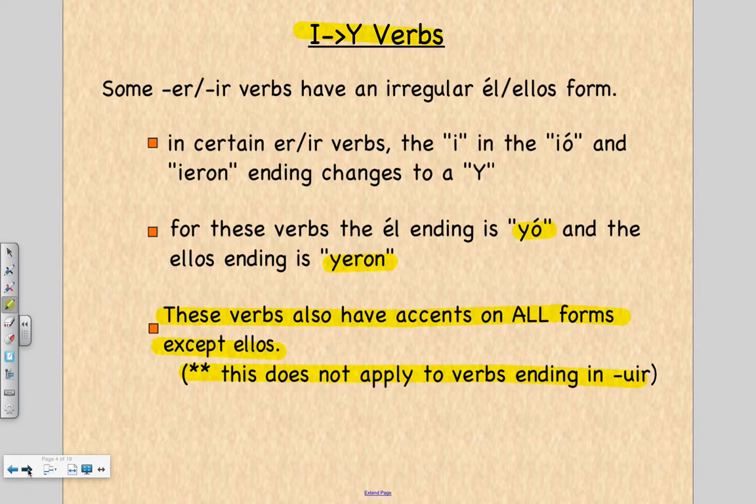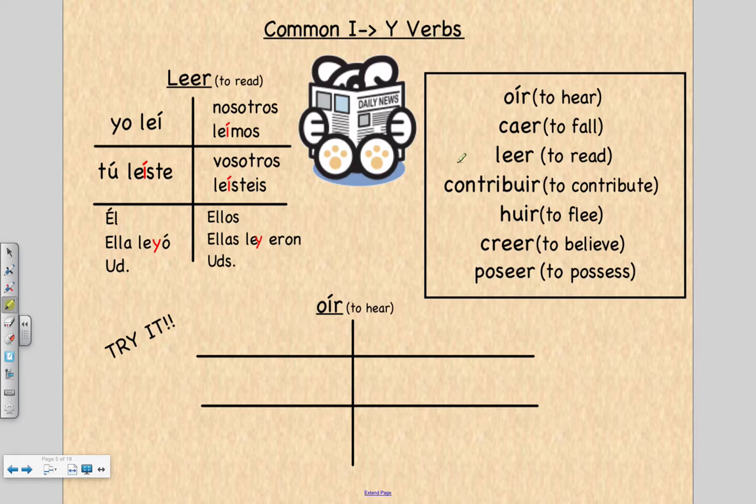Let's take a look. Okay, so here are the common I to Y verbs: oír, caer, leer, contribuir, huir, creer, and poseer. And you'll see, leí, perfectly normal. We drop the ER, we add an I with an accent. Leíste has the extra accent here, okay? That's why the I is red. Leyó, here's your I to Y. This would normally be ió, and instead it's yó. Leímos has an accent. Normally it would not. That's one of the extra accents. Vosotros leísteis, again with the extra accent, and here's our Y.